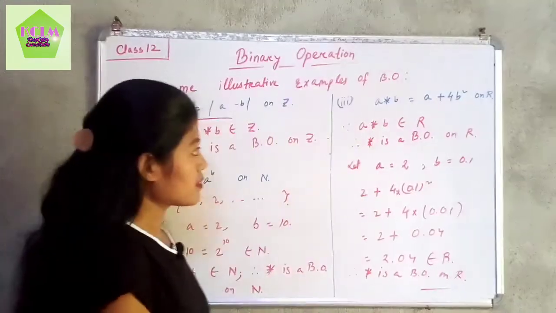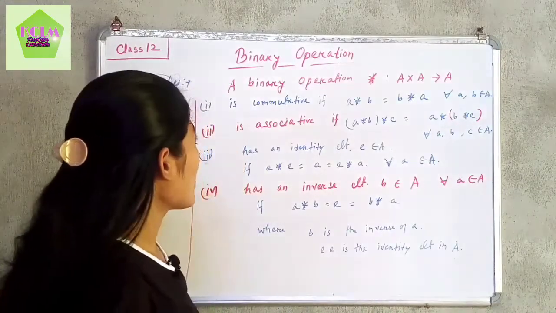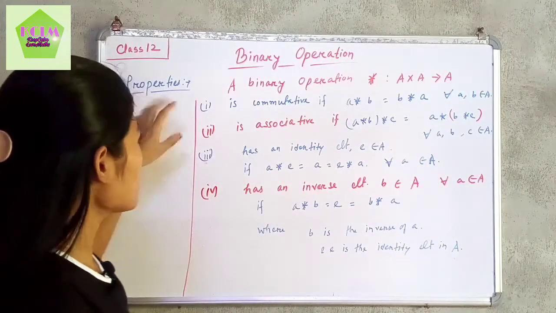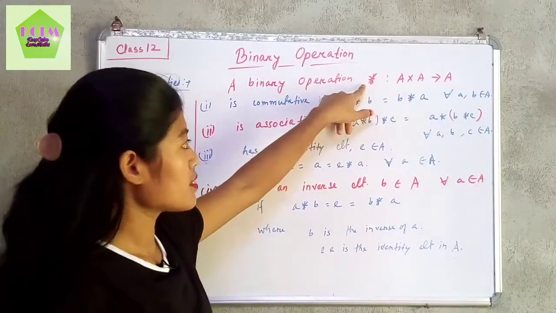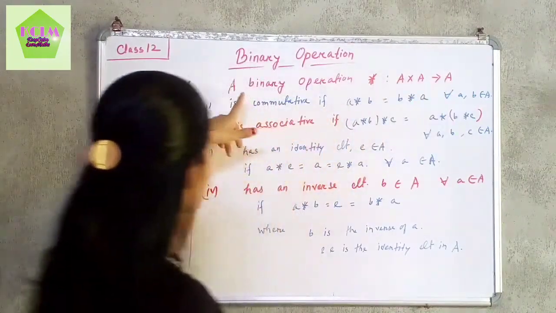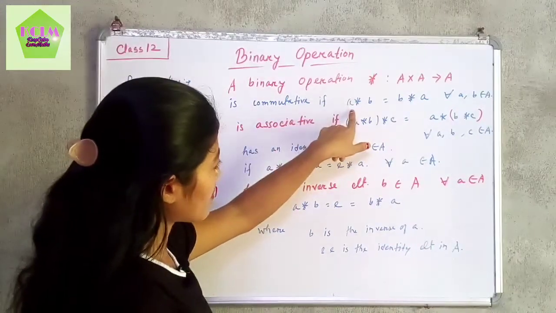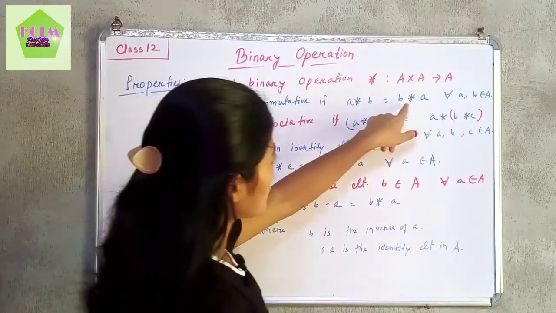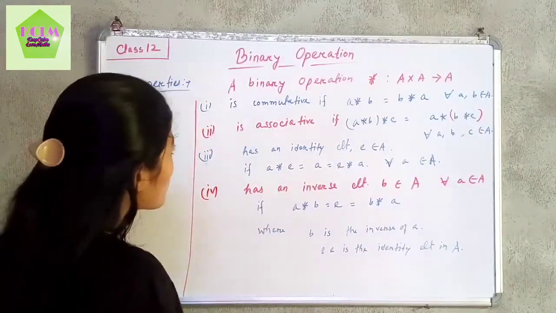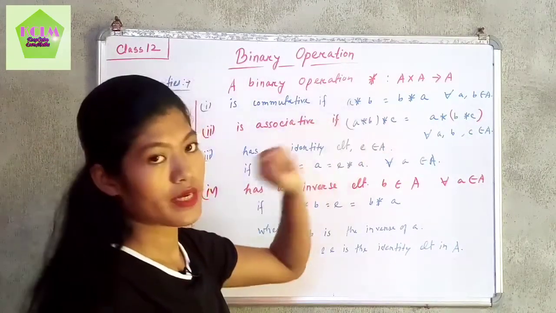So these are done. Now some binary operations have rules also. So the properties of binary operation. A binary operation star defined on a set A, going from the Cartesian product of that set to the set, is called commutative if for two elements, a star b equal b star a for all a and b belonging to the set. So binary operation star is commutative if a star b equal b star a for all a, b belonging to A.